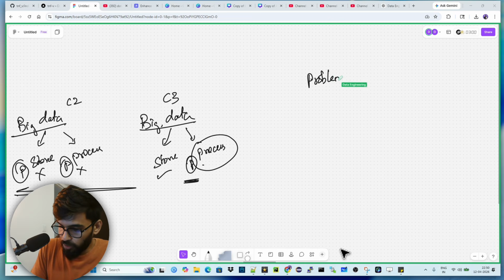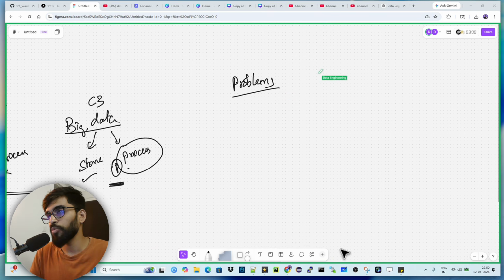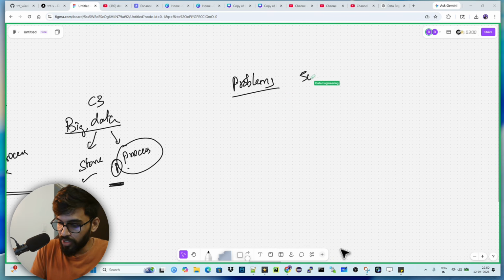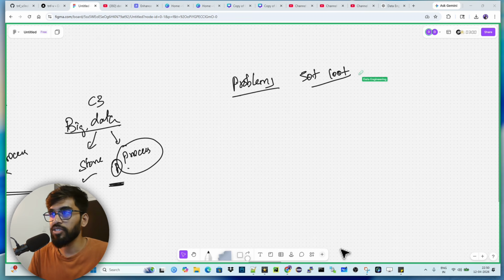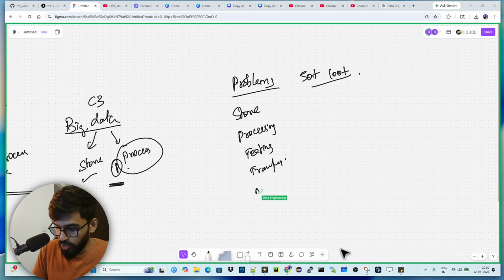Now let's come to the problems. As I told you, data problems. How many data problems do we have? We have so many, 50 plus or 100 plus data problems. It's not just one problem. We have a problem with storage, with processing, with testing the data, with transferring the data, with respect to memory, etc.